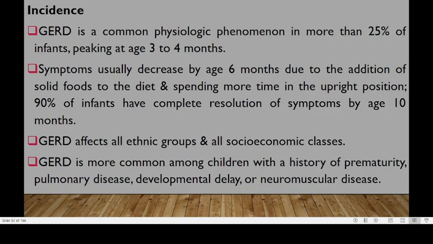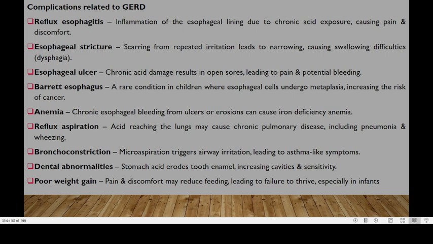In terms of incidence, gastroesophageal reflux is a common physiological phenomenon in more than 25% of infants and peaks around age 3 to 4 months. Symptoms usually decrease by age 6 months due to the addition of solid foods to the diet and spending more time in the upright posture. 90% of infants have complete resolution of symptoms by age 10 months. Gastroesophageal reflux disease affects all ethnic groups and all socioeconomic classes. It is more common among children with a history of prematurity, pulmonary disease, developmental delay, or neuromuscular disease.